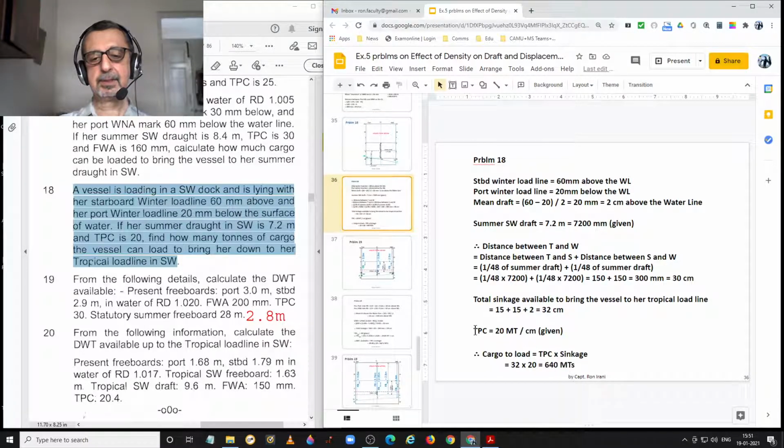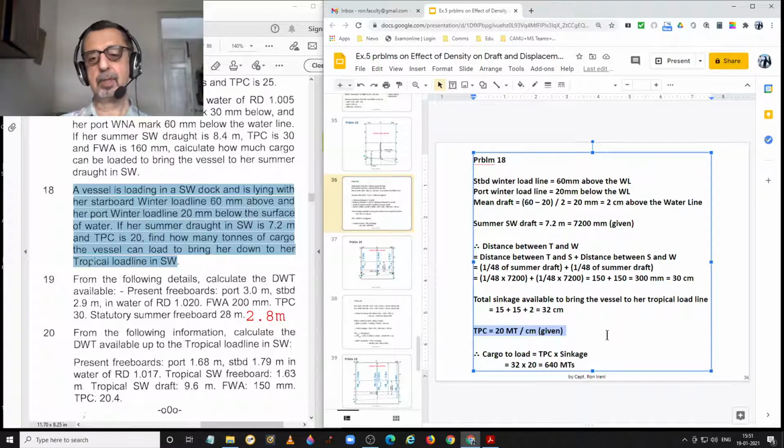TPC given to us is in salt water and the ship is also floating in salt water, so we do not need to convert anything. We can straight away use the TPC as given to us, that is 20 metric tons per centimeter. Therefore, cargo to load is equal to TPC into sinkage. TPC is 20, sinkage is 32, and therefore the cargo to load is equal to 32 into 20 equal to 640 metric tons.